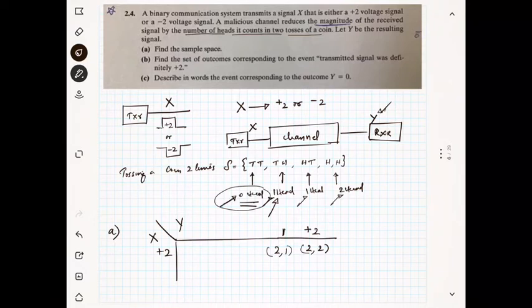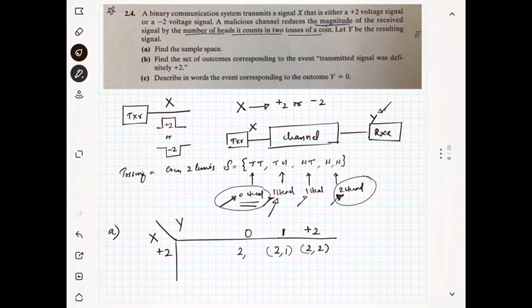Sometimes you may get a case of 2 heads. That means you transmit 2 and the magnitude is decreased by 2 itself, so you may get 0. That means you transmit 2 and the magnitude has gone to 0. Okay, this is the case.